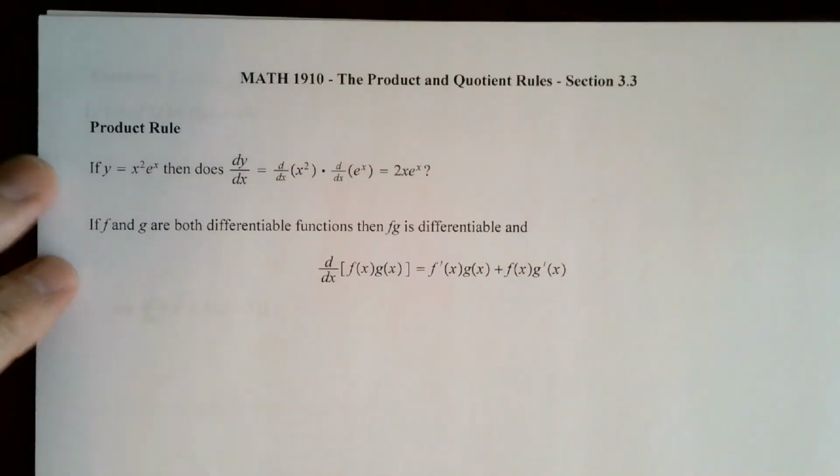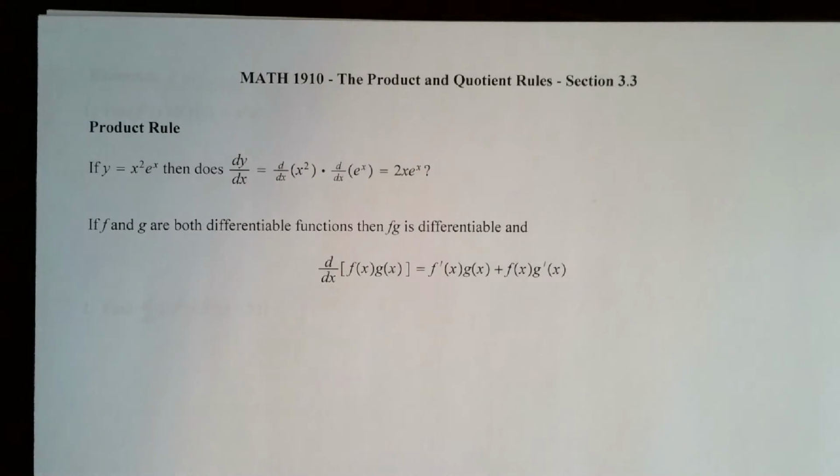Okay, so we've looked at, or begun to look at, the rules for finding derivatives, and we are using the limit definition to do this. In the last lecture, we discovered the constant rule, the power rule, the sum and difference rule, the constant multiple rule, and the rule for the exponential function e to the x. Now I want to look at products and quotients.